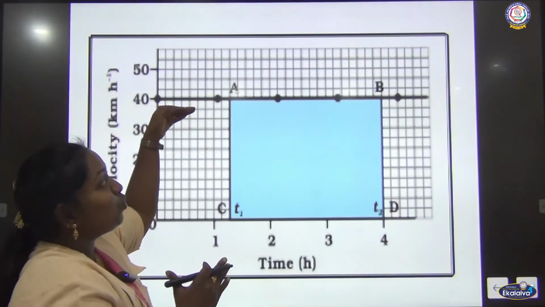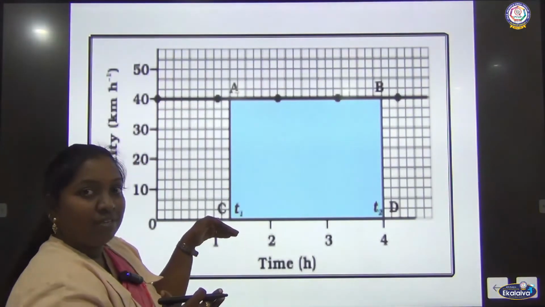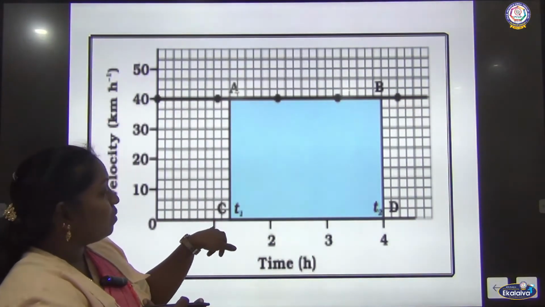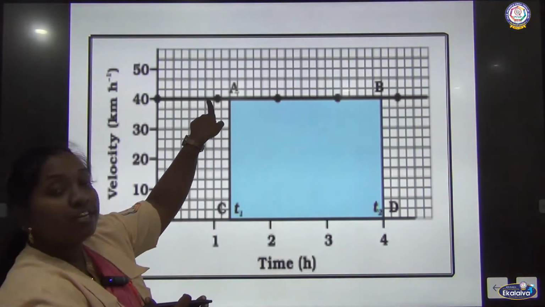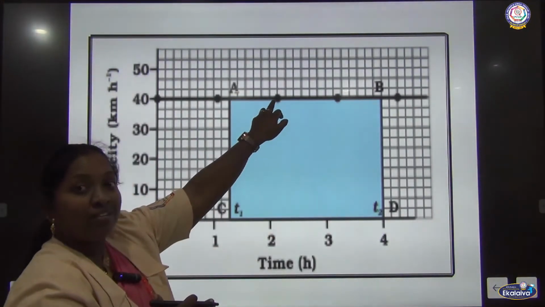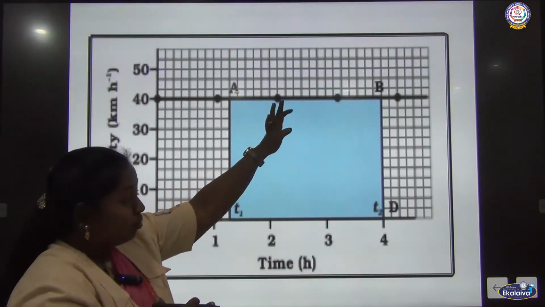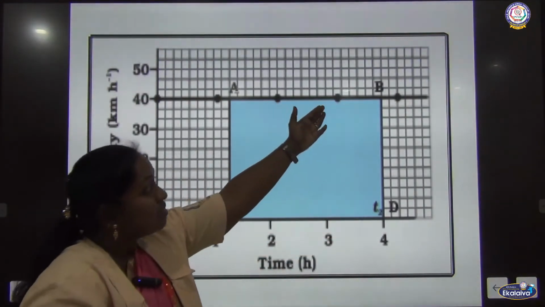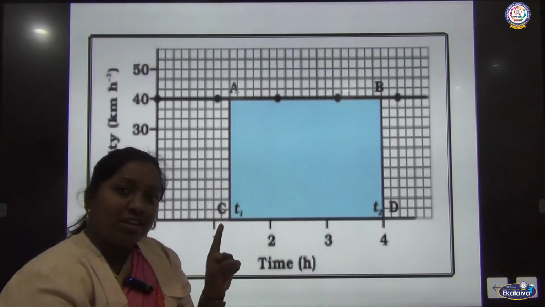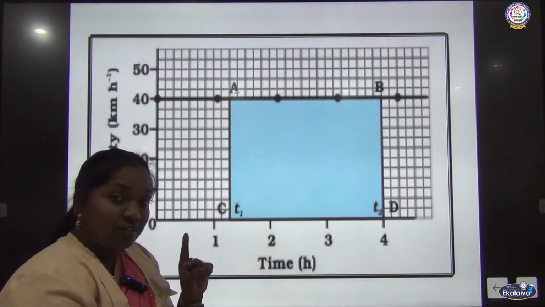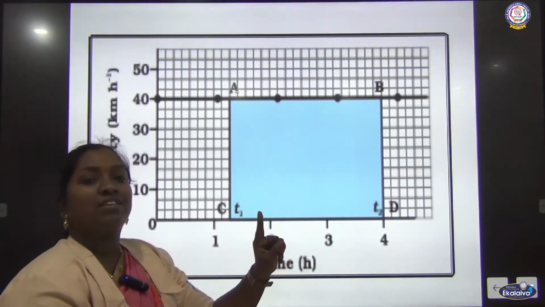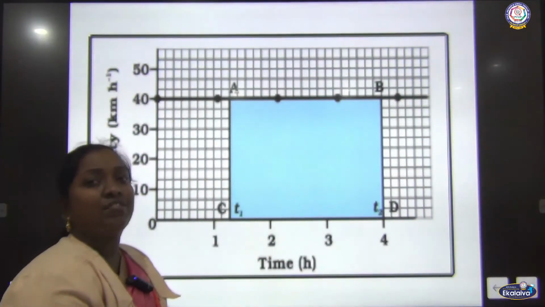See, the car is moving with respect to time. In the first 1 hour it is at 40 kilometer per hour. The second 1 hour, again the velocity is the same 40 kilometer per hour. The third hour it is the same, 40 kilometer per hour. There is no change in the velocity. So what is the first one? The car is moving with a uniform velocity.